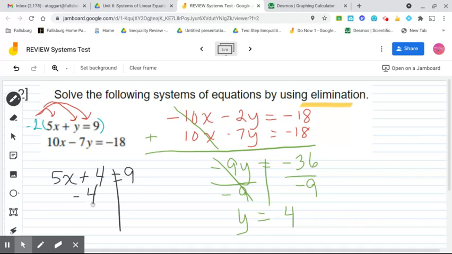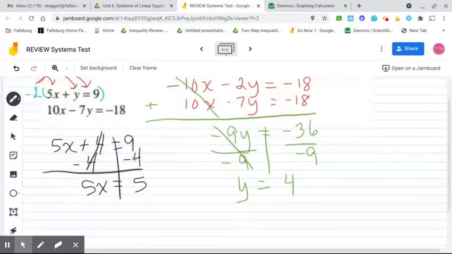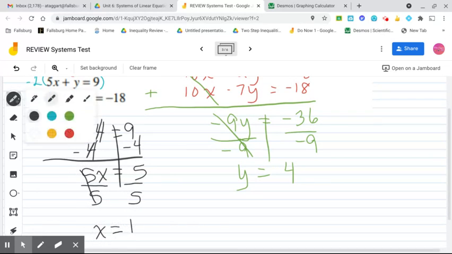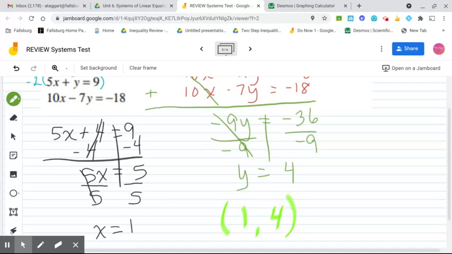I'm going to subtract 4 from each side, and I'm left with 5x equals 5. Lastly, I'm going to divide both sides by 5, and I'll get x equals 1. So my final answer here is (1, 4).